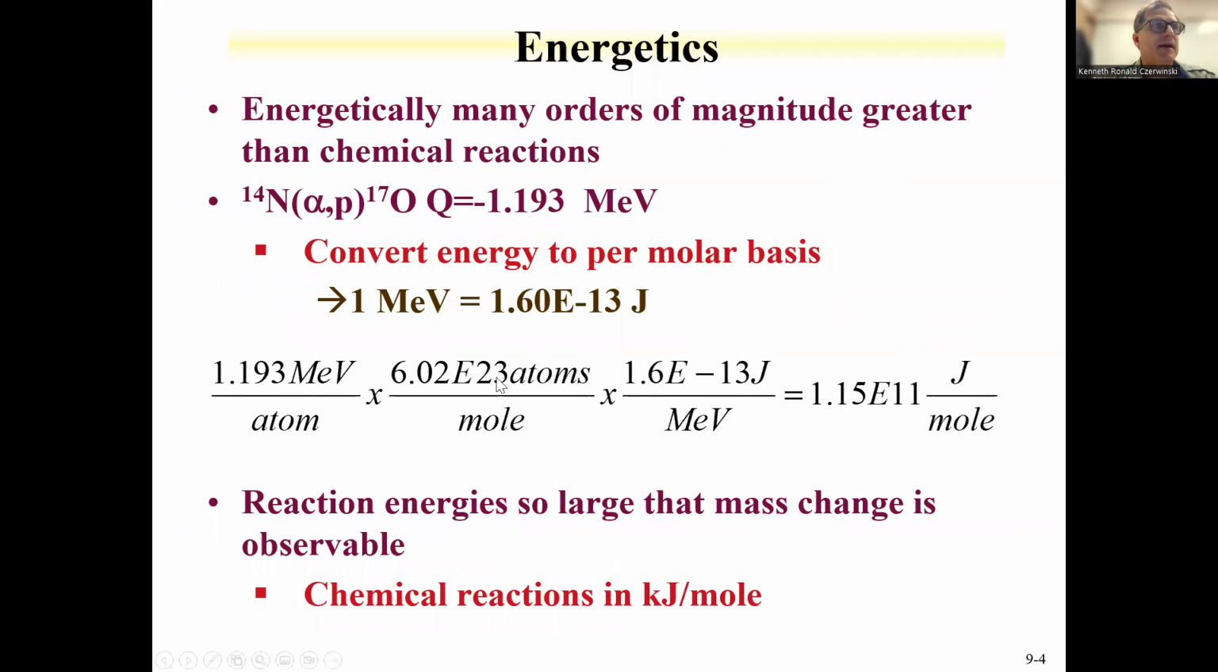I do want to point out that the energetics of this system is per atom, and if you convert it to a per mole basis, you get pretty large values. Usually we measure chemical reactions in terms of kilojoules per mole, and this is more like gigajoules per mole. That's where the energetics come from, and it's because you're talking about small mass changes within the nucleus.